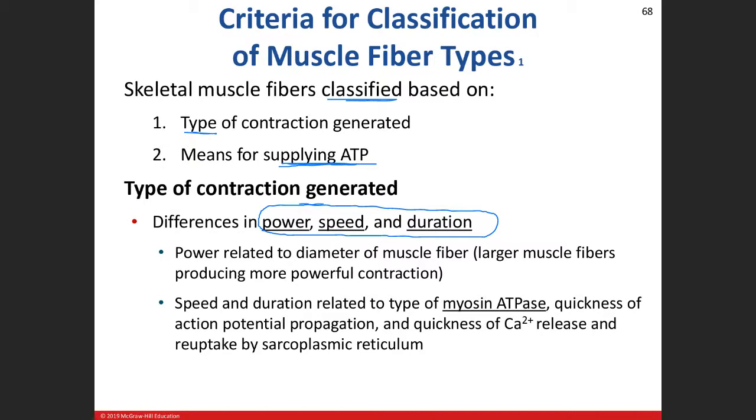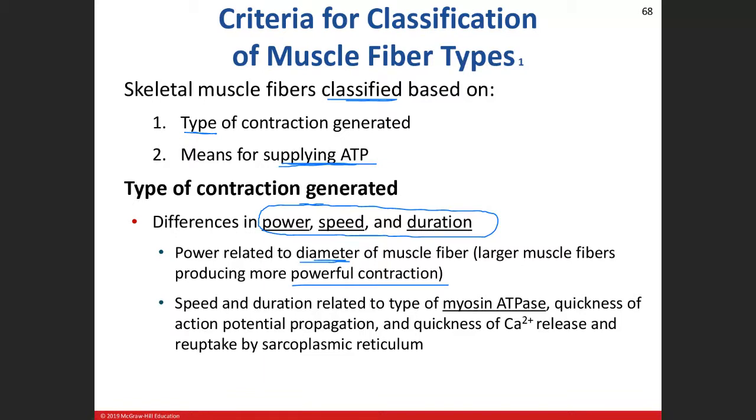So, basically, the bigger the muscle, the more power. Think about it. Your quadriceps muscle group can generate a heck of a lot more power than your zygomaticus minor, or your frontalis muscle. So the bigger the muscle, the larger the diameter, the more powerful the contraction. Your quadriceps muscles have much larger muscle fibers. And as you recall, the muscle fibers are those cells there.